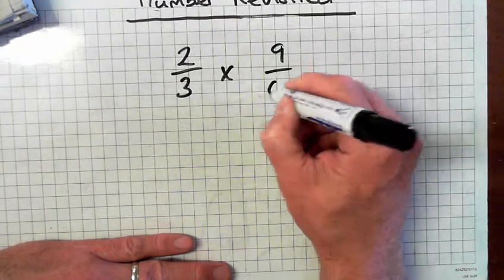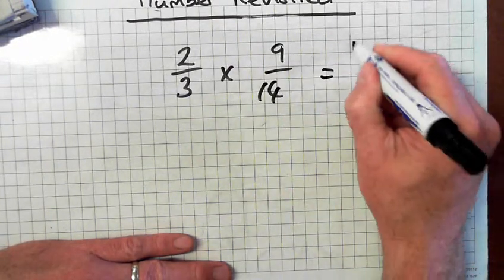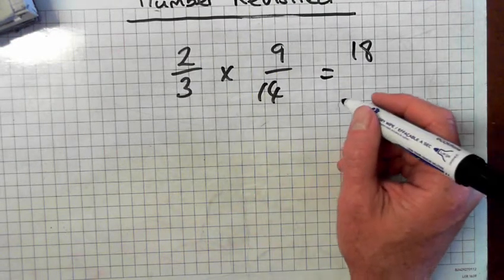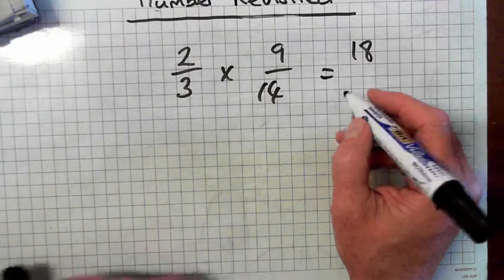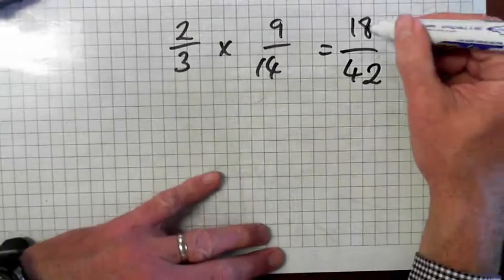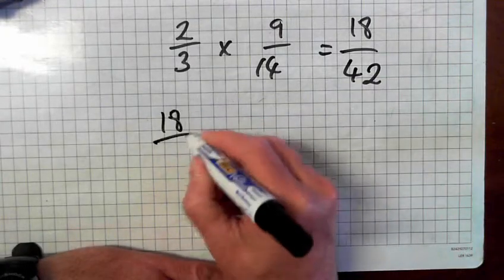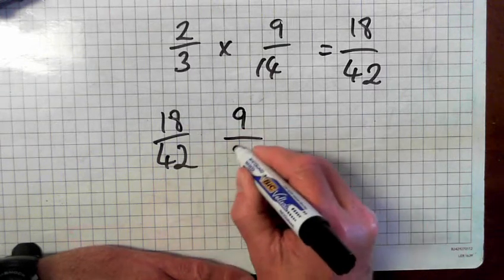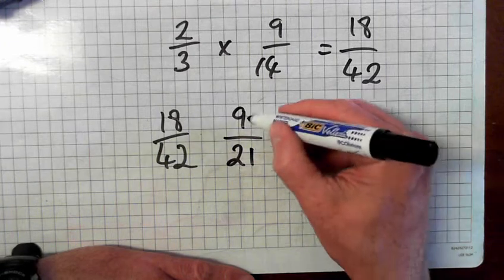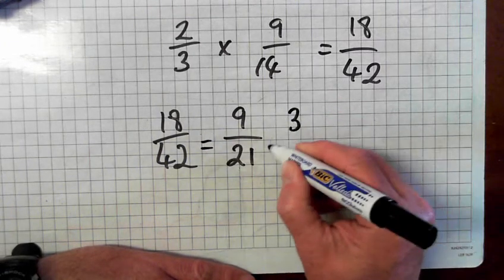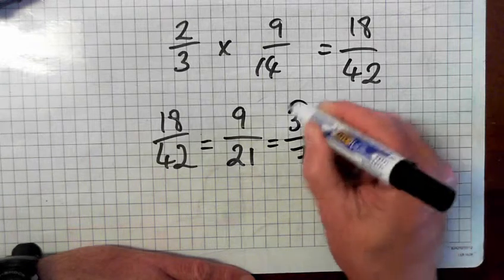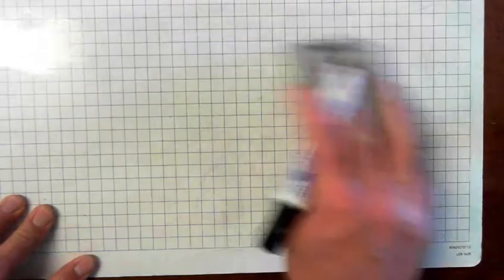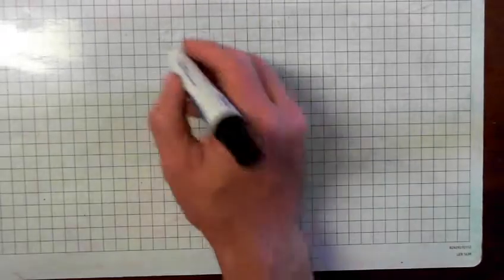Although it says simplify, so how do you do it? 2 9s are 18, and 3 times 14 is 42. Now to simplify this, what number will divide? 2 will divide into that. 2 will divide into this. 3 will divide into both of them. 3 divides into 9. 3 divides into 21. That's simplified. That's the answer. Multiplication. So when you multiply, you always then simplify.